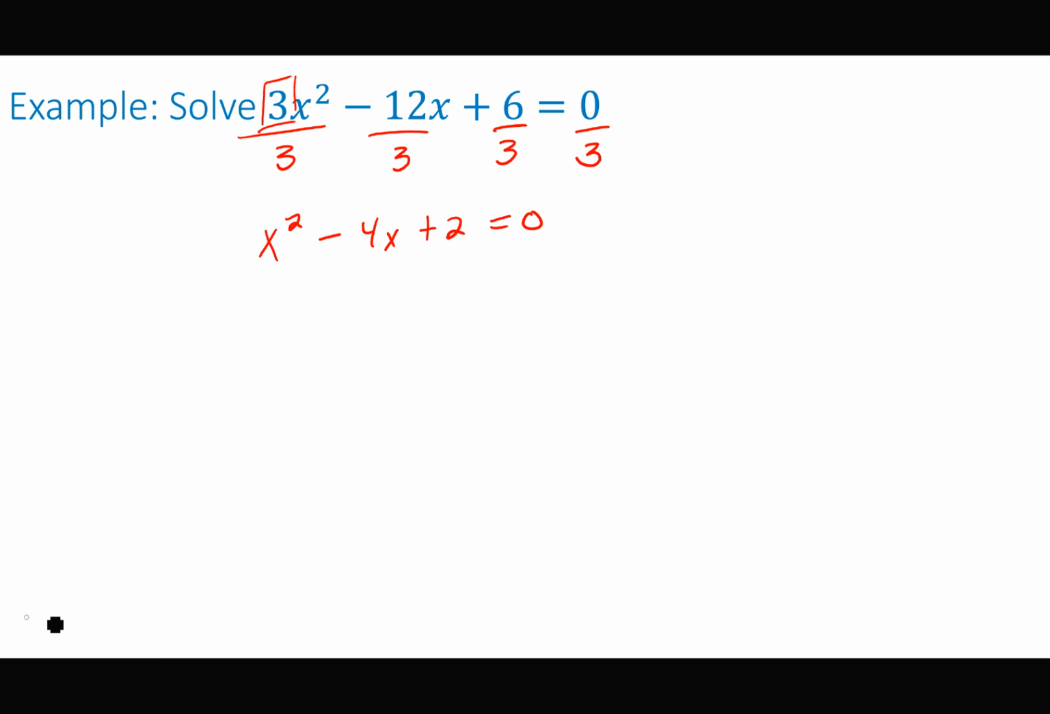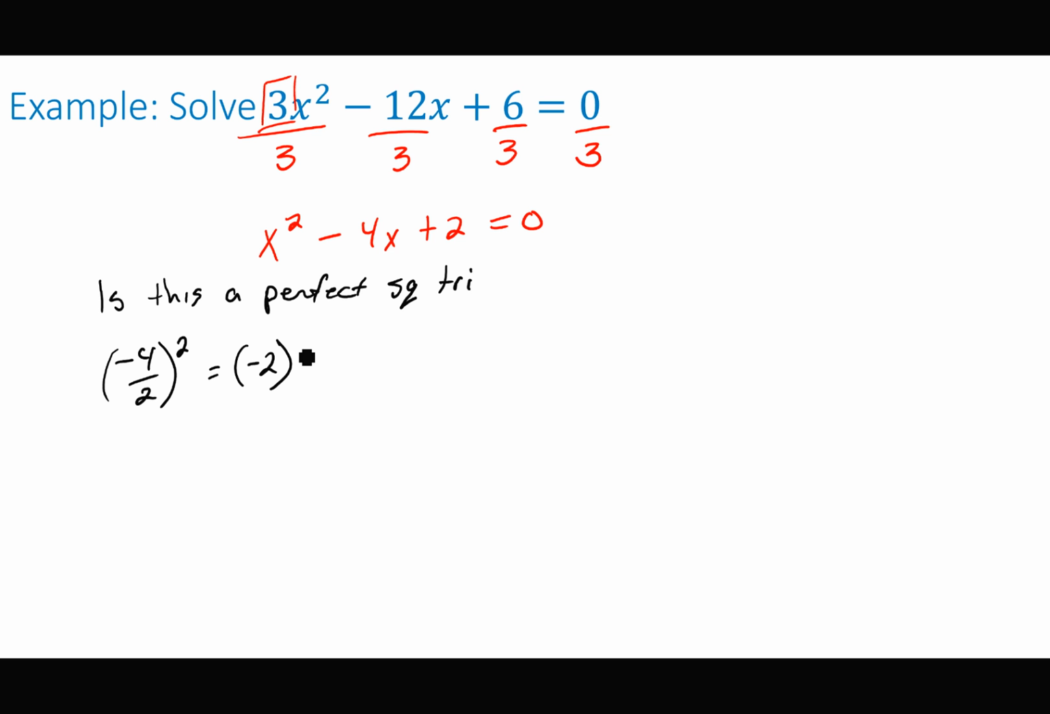So now we can check to see, is this a perfect square trinomial? If it is, negative 4 divided by 2, squared, is negative 2 squared. To get 4, this had to be the same as that. Well, they're not equal. So I can rewrite my piece on the left. I'm going to say x squared minus 4x plus 4. I know this is a perfect square trinomial.